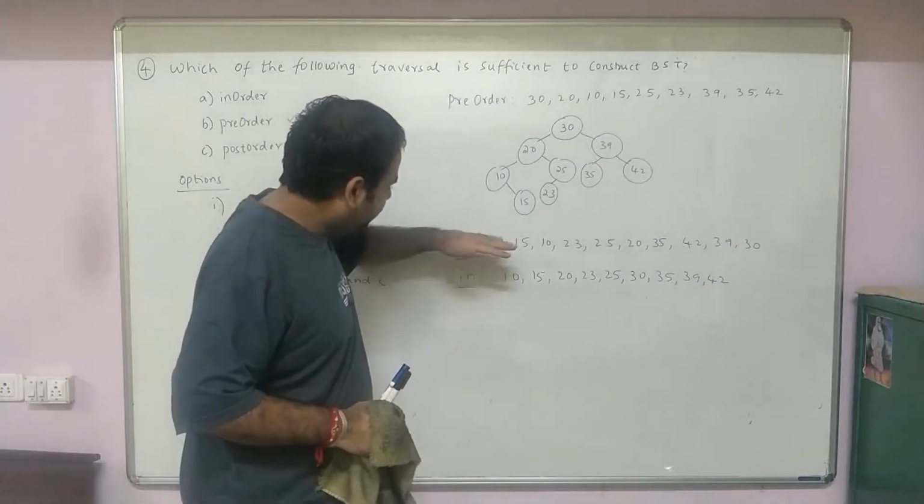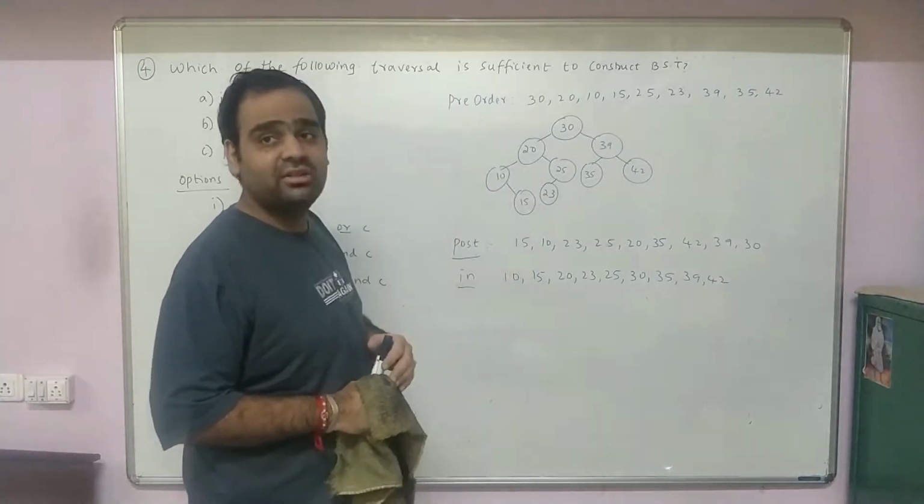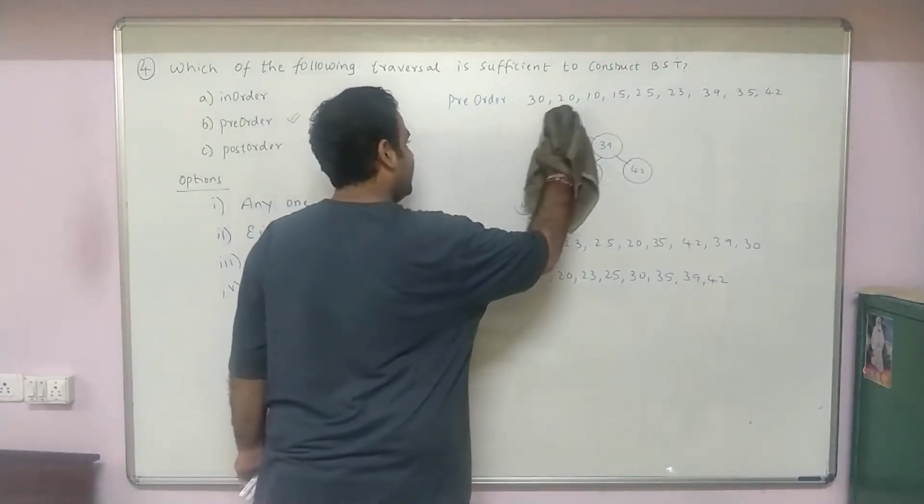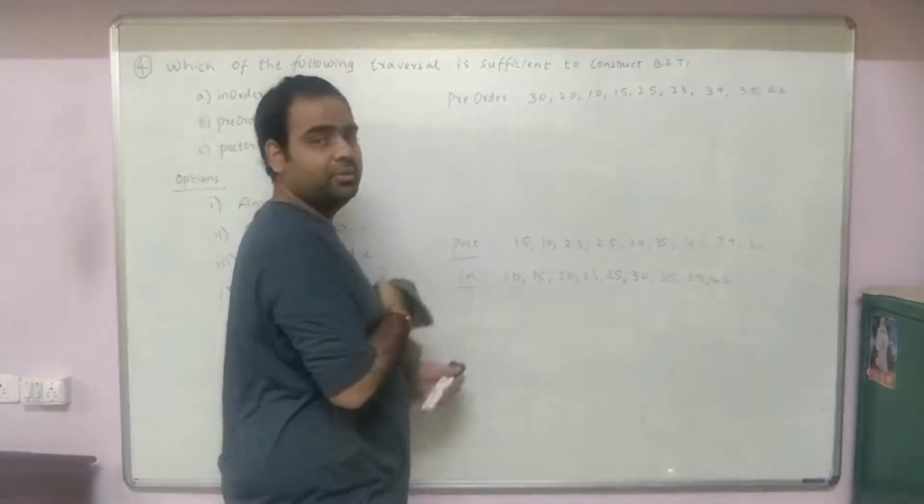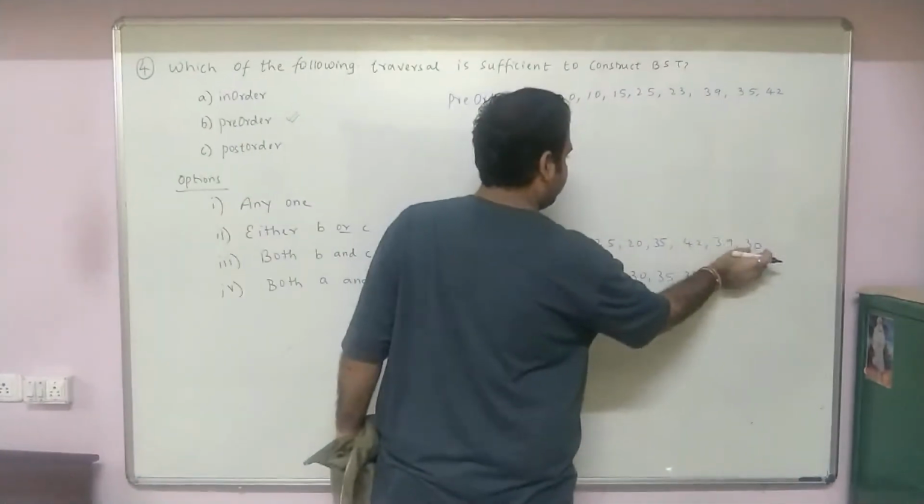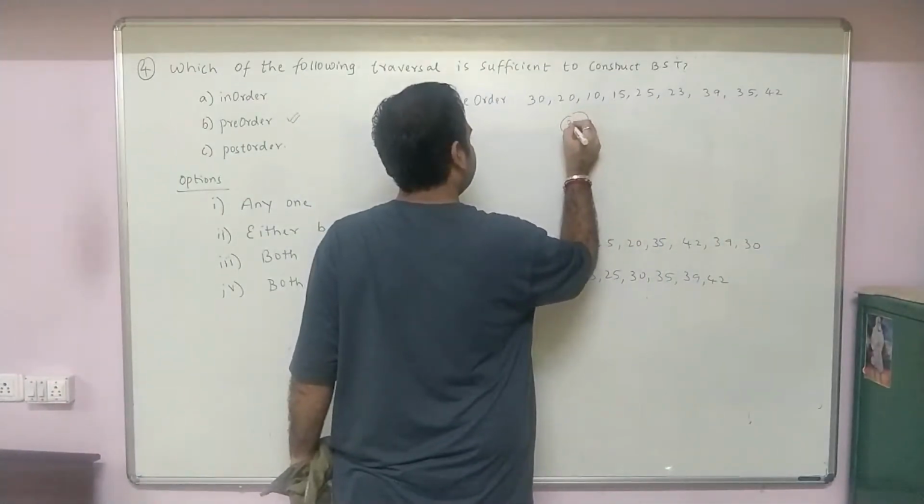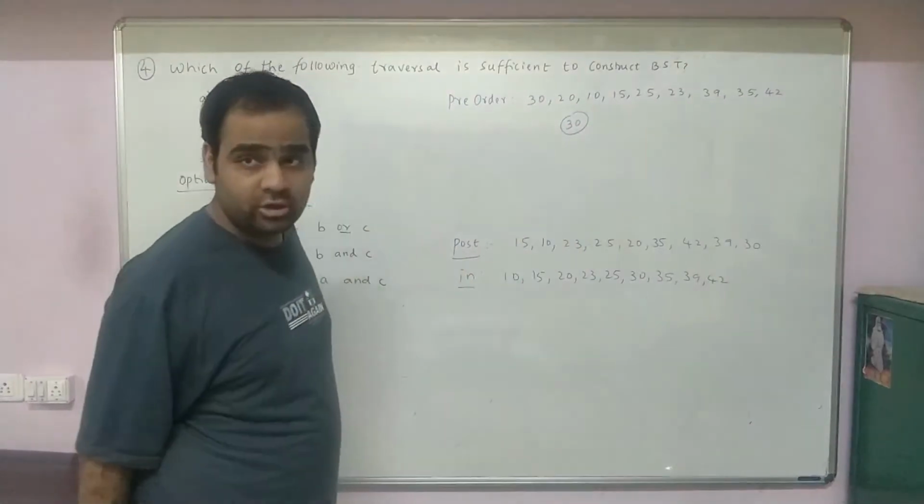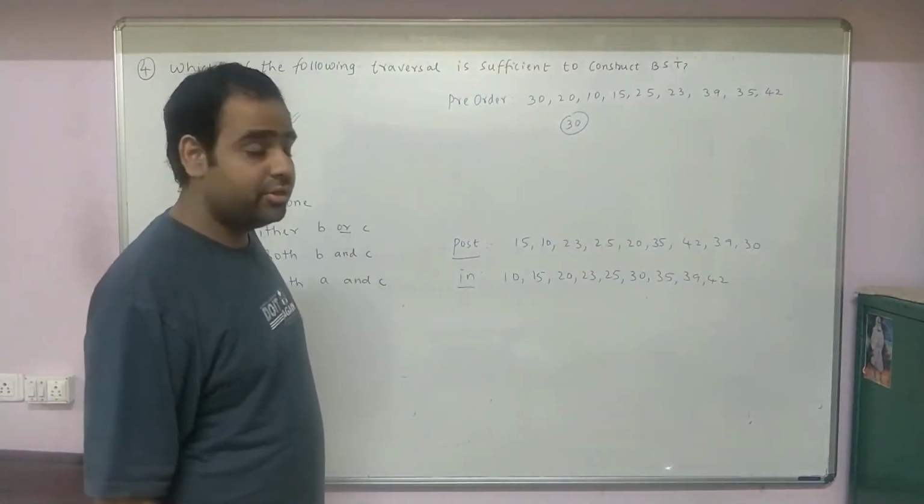Now the question is, from this post-order, can I construct the tree? Only post-order is being given. Let's see whether from the post-order we can construct the tree or not. Now post-order means root is processed last. Therefore 30 should be at the root. I am only given post-order, nothing else, and I have to construct a binary search tree.